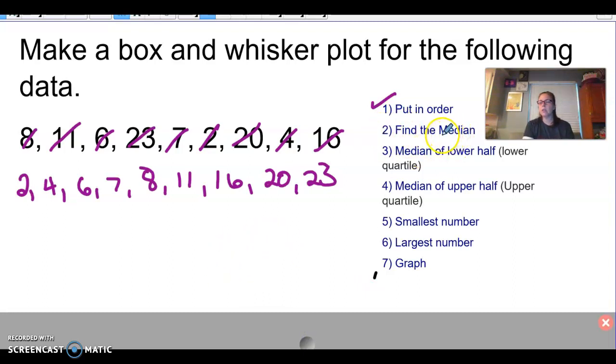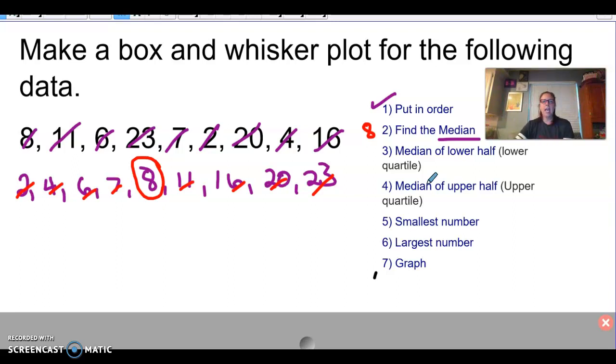So find the median. Remember, median is the middle. I'm going to change my pen color. Remember, we can mark them out. I'm going to try to mark them out so we can still see them. So we have 4 on the left and 4 on the right. So 8 is our median. Circle that. You could even write it over here.